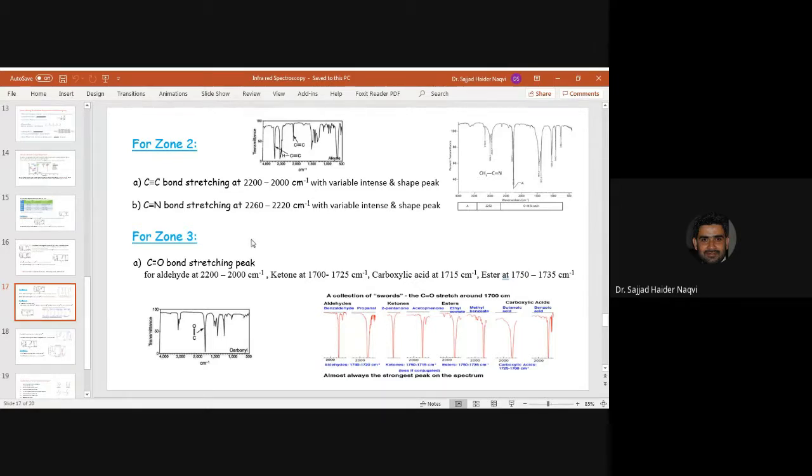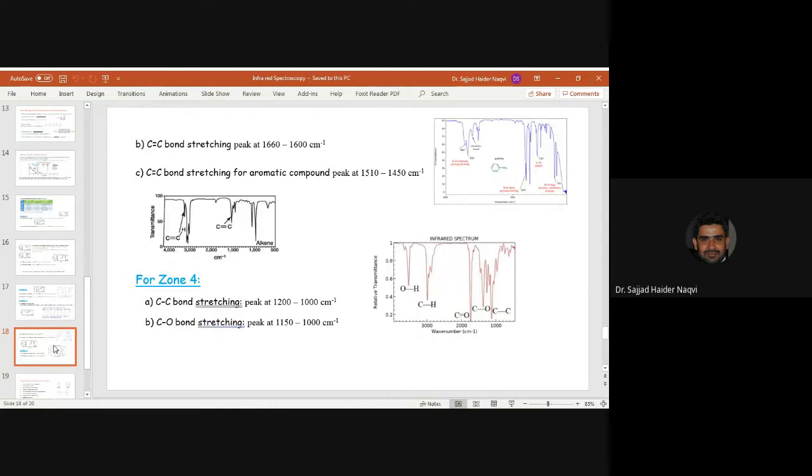Similarly, for zone 3, this is one example of carbon-oxygen bond where you can see the peak will be lying in this region. The regions for the ketones, for the carboxylic acid, all functional groups would have different regions. Why are we talking about all these functional groups here? Because the common thing in all of these functional groups is the carbonyl group, but they have differences in their functional group, so they have differences in their peaks as well.